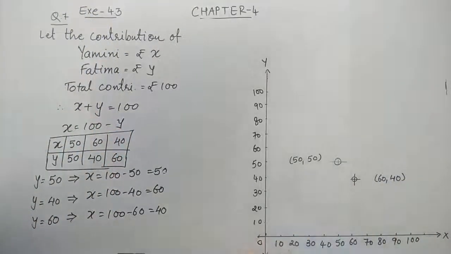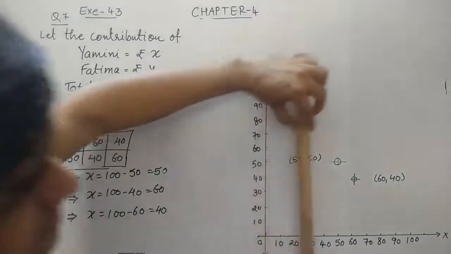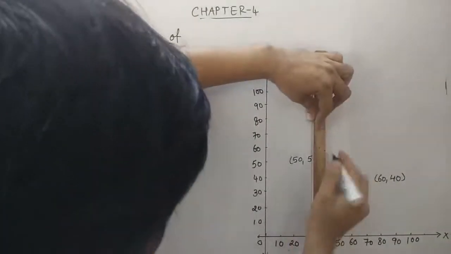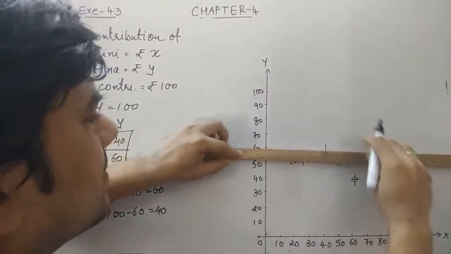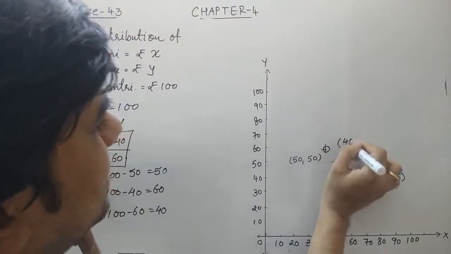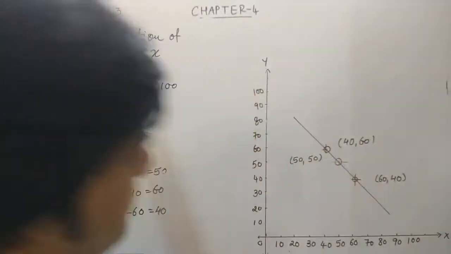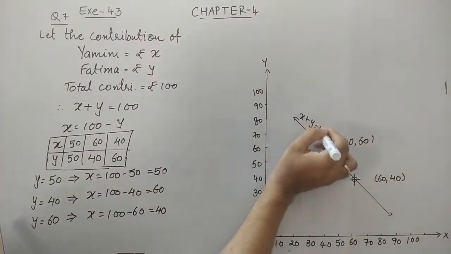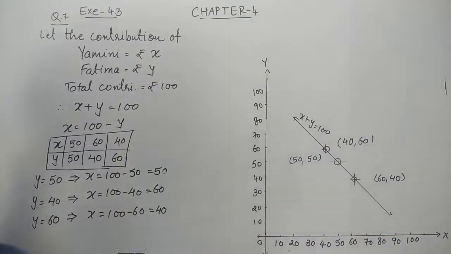Now we'll represent the next value, that is 40-60. That means x is 40, at that time y is 60. So this is the third value, x 40 and y 60. So let us draw a line passing through all these 3 points. So we can say all these 3 points are collinear. The equation is x plus y equals 100. Thus this equation can also be represented on the graph as we have discussed.